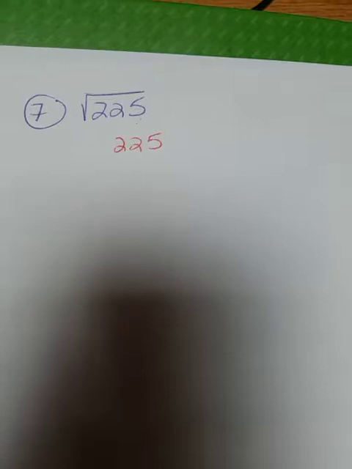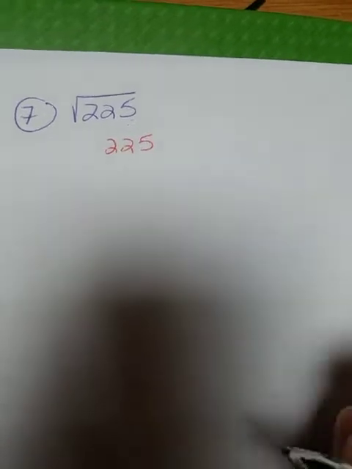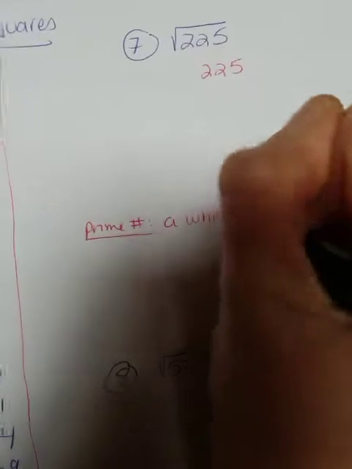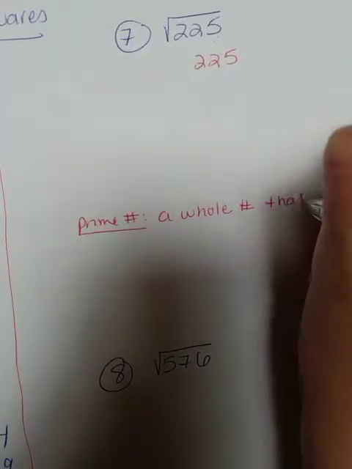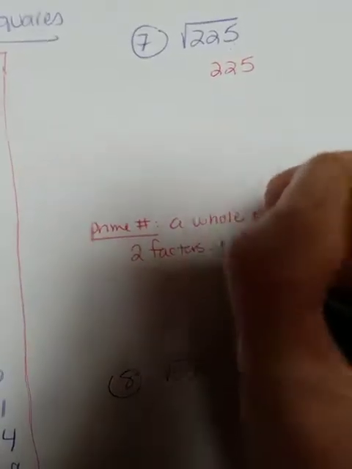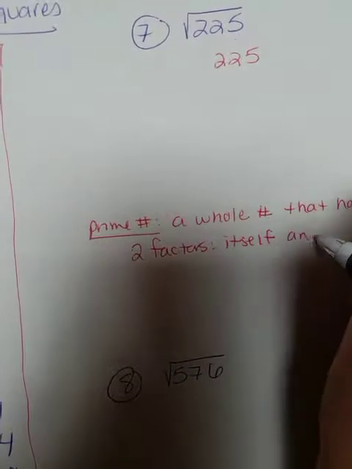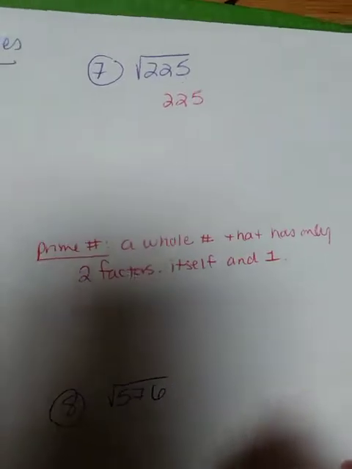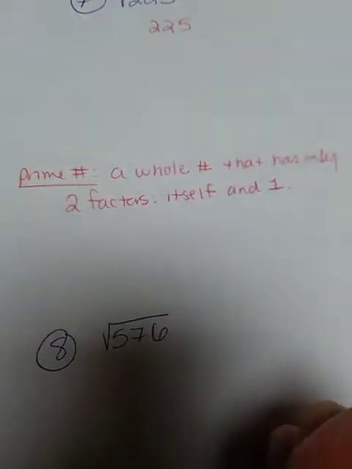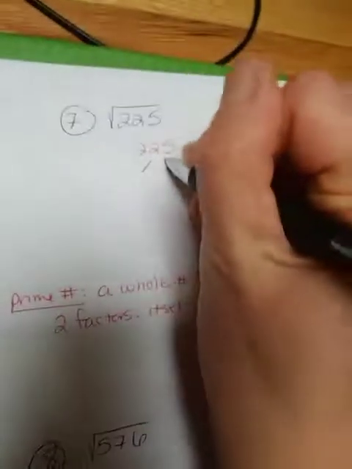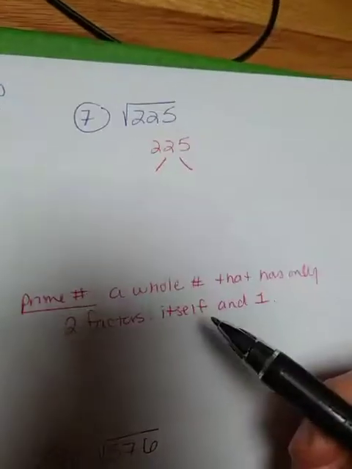So 225. You are trying to find a prime number. Remember, a prime number is a whole number that has only 2 factors, itself and 1. So it only has 2 numbers that go into it, itself and 1. Examples are 3, 5, 7, 11, because the only 2 factors are 1 and itself. So your goal is to find a prime number that goes into 225.